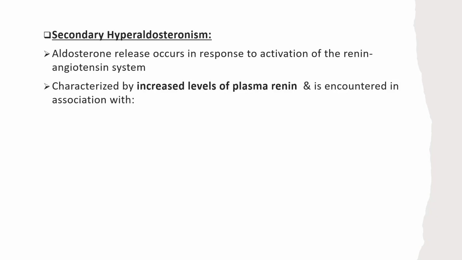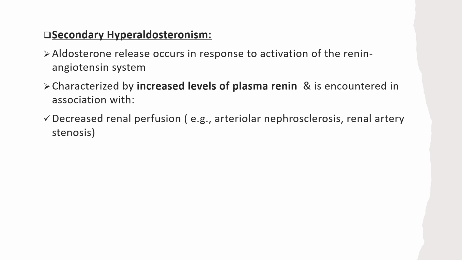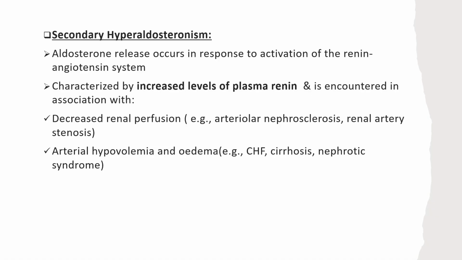So this can be encountered in association with decreased renal perfusion, for example arteriolar nephrosclerosis, renal artery stenosis, and arterial hypovolemia and edema, for example congestive heart failure, cirrhosis, nephrotic syndrome. In such cases, where the blood volume is compromised or anything else that results in a reduced amount of sodium in the blood, all contribute to this secondary hyperaldosteronism. And also in pregnancy, estrogen increases the renin substrate.